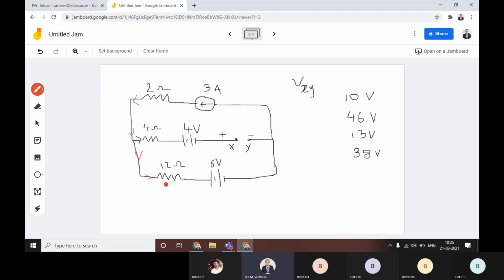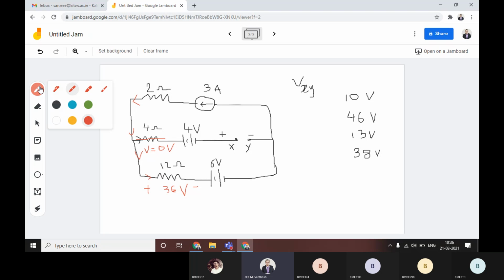If 3 amperes are going here, what is the voltage drop across the 12 ohm? That will be equal to 36 volts. Right? This is 36 volts. Then what is the voltage across this 4 ohm? There is no current. If there is 0 amperes through the resistance, what is the voltage here? That is equal to 0 volts, because there is no current flow in this branch. For that reason, the voltage across this 4 ohm is equal to 0 volts.